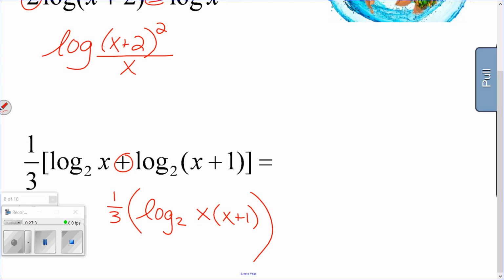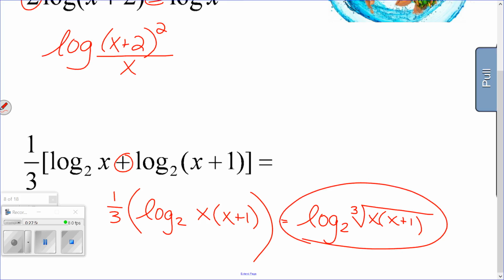All right, and then what happens to this 1/3? It's an exponent. But what's 1/3 as an exponent? What's that mean? It's a cubed root. So this is actually log base 2 cubed root of x and x plus 1. Doesn't look quite as frightening. I mean, it's ugly, but as condensed as it does expanded.